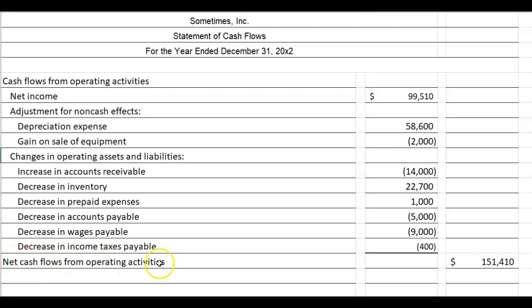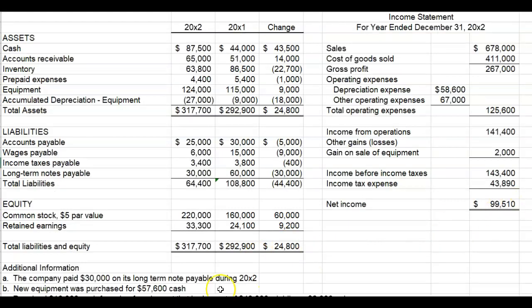So net cash flows from operating activities is $151,410, calculated as follows. Net income from the income statement was $99,510. Then we have to adjust for non-cash items. And for Sometimes Inc., we have 2 non-cash items. We have depreciation expense of $58,600, and we also have gain on sale of equipment.